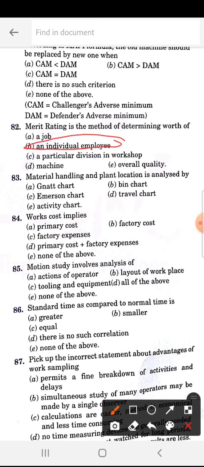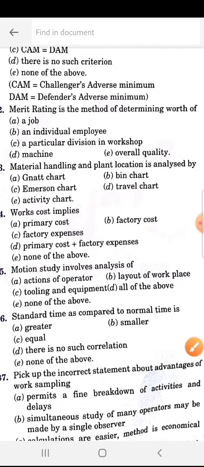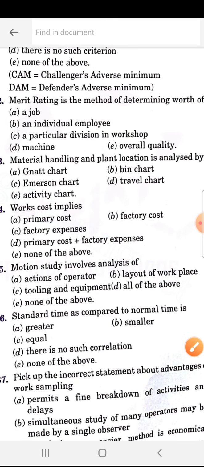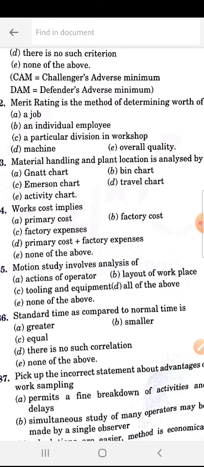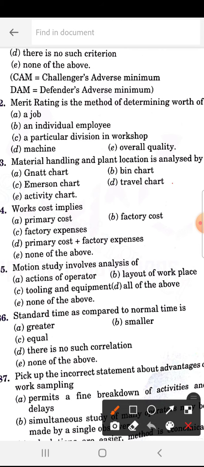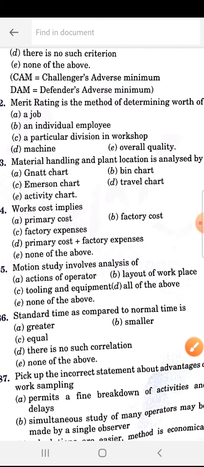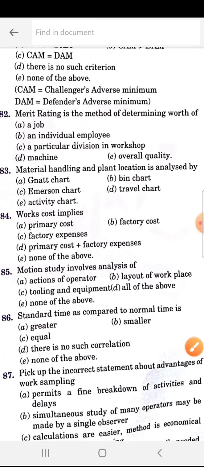Material handling and production plant location is analyzed by... So that is 83 is D, that is mission. 83 is, that is travel chart. So material handling and plant location is analyzed by travel chart. So material handling means travel chart.